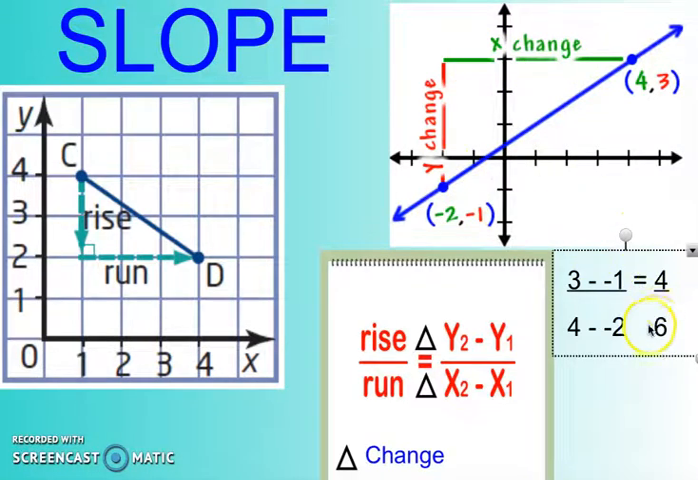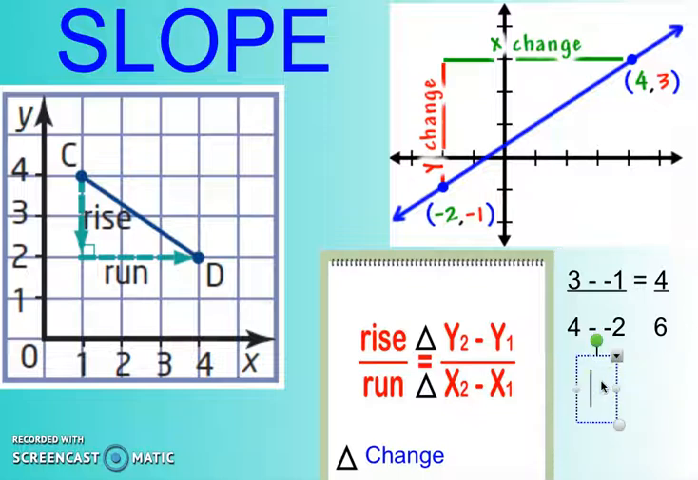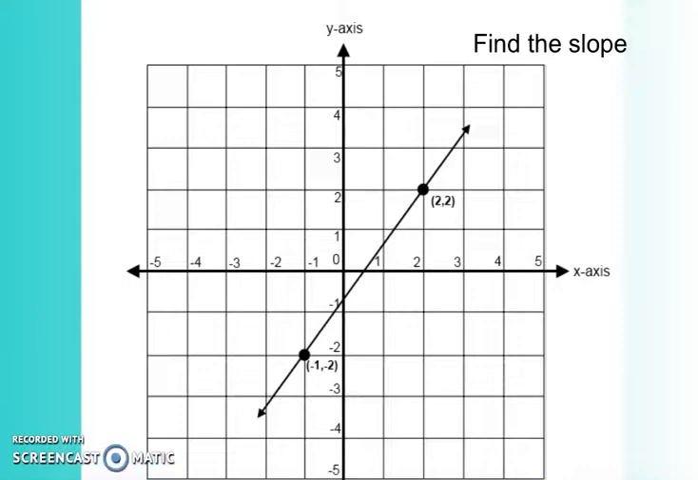And it looks like I have 6. That would be correct because from negative 2 to positive 4, that would be 6 spaces. This is my rise over the run. However, I'm going to say that we never ever leave it in a fraction that can be simplified. This fraction definitely can be simplified, and it could be simplified down to 2/3. So my slope is positive 2/3. Okay, let's do another one.